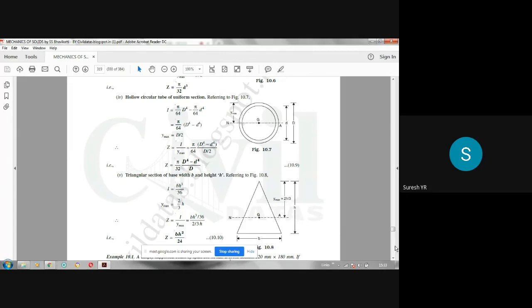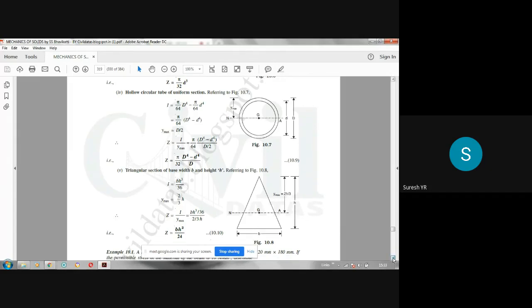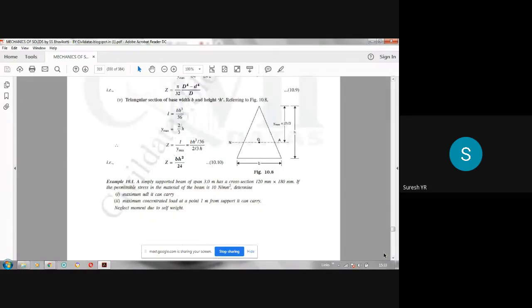Next, triangular section. Triangular section beams are very rare; T section and I section are more common. For T section and I section you don't have any standard formula. You have to estimate or compute the value of I. We will see that when we do problems. So, triangular section, this is an isosceles triangle. B is the width, H is the height. The centroidal axis is the neutral axis. NN is the neutral axis. It passes through the centroid.